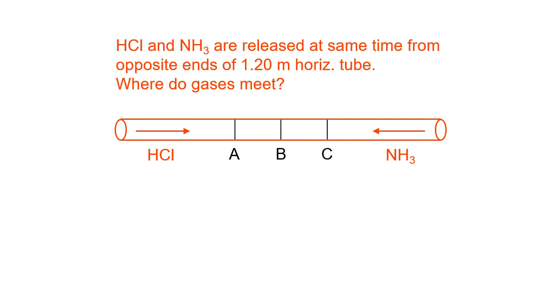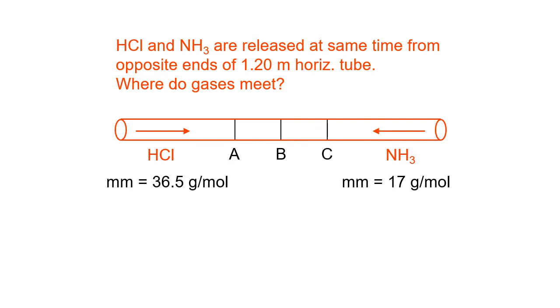We have to think about, well, what's Graham's law all about? The bigger you are, the slower you are. The smaller you are, the faster you are. So we have to figure out how much each one weighs. We don't care how fast they're moving. We care how much each one weighs, because then we can figure out who's going to get to each spot first. We're just going to do a guesstimate. First thing I have to figure out is how much they weigh. Hydrochloric acid is 36.5 versus 17 grams.